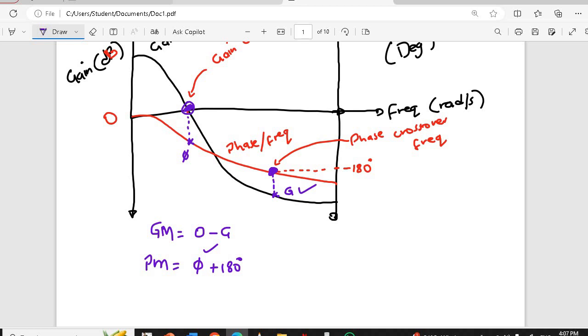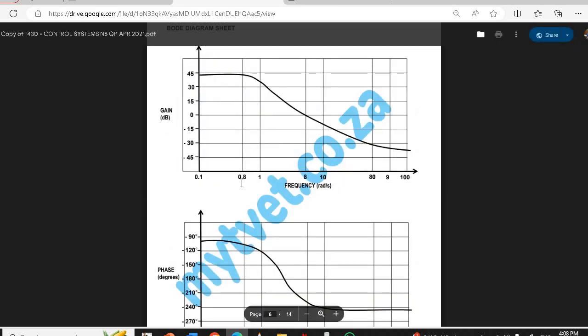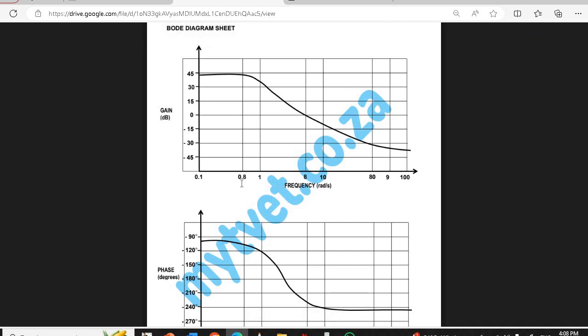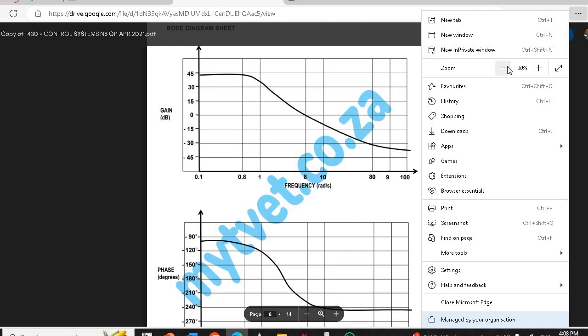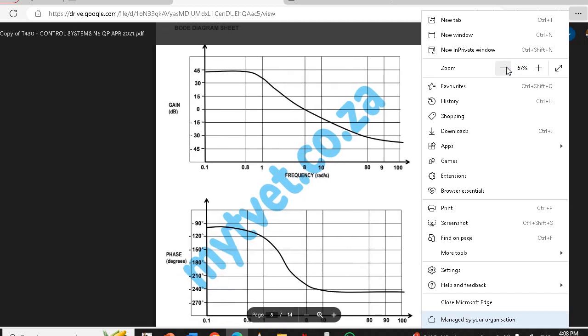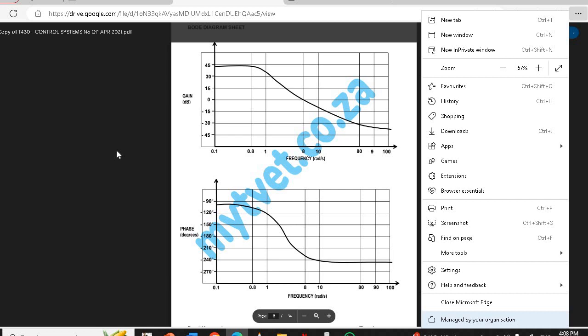Okay guys, this is from the April 2021 question we're going through before when we started here. So they gave us 2 different sets of axes. The first one is for gain and frequency, you can see that. The second one is for phase and frequency. Oh, I can do it here. Yes, so that we can see.